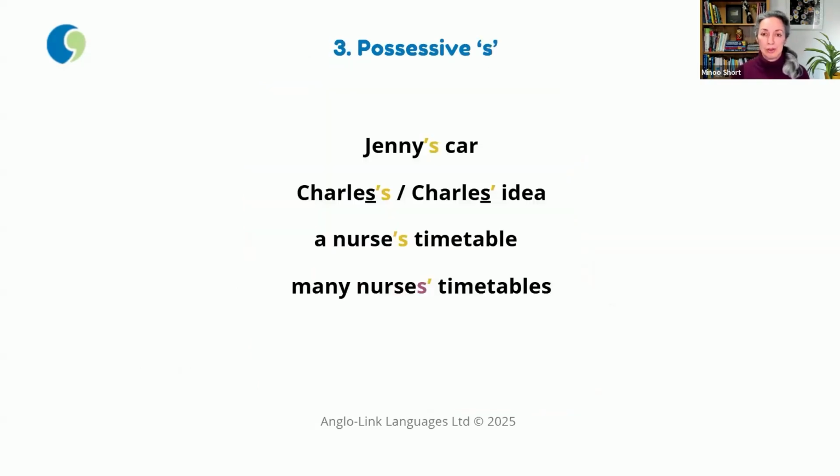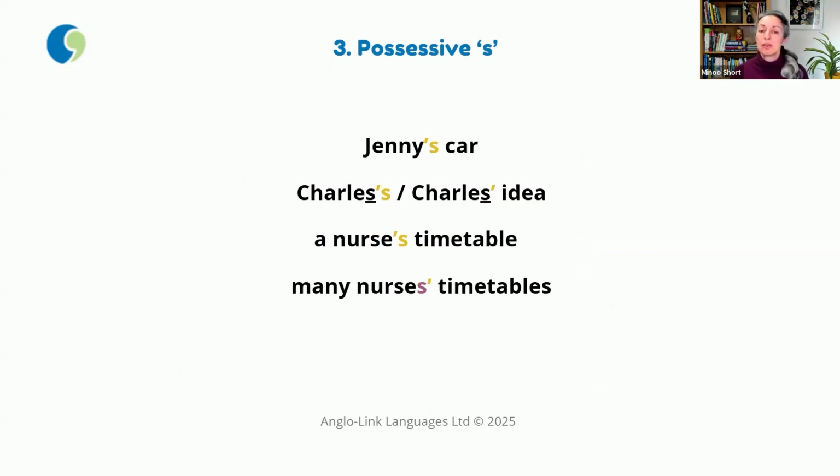Okay, looking at the third use of the letter S, it is to tell us that something belongs to someone or something belongs to something else. When we are talking about possessions of people, then we use apostrophe S.